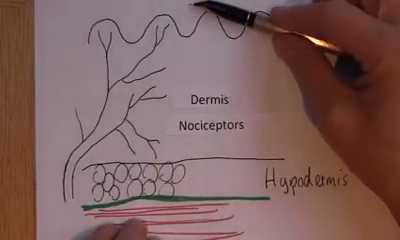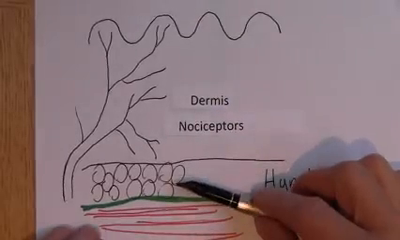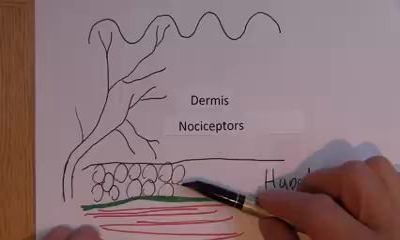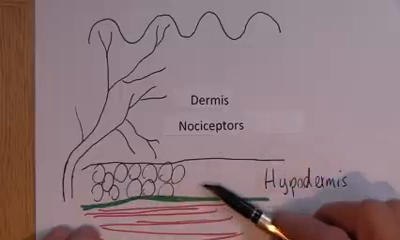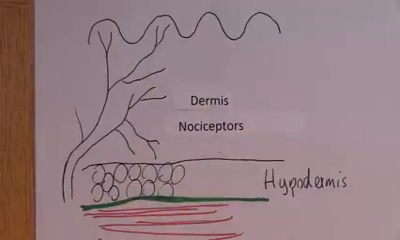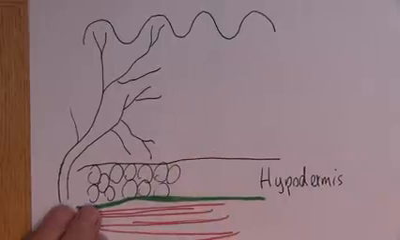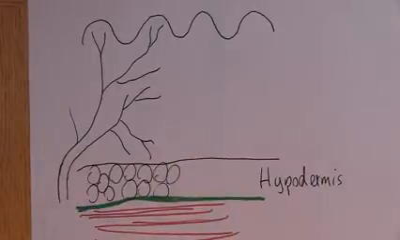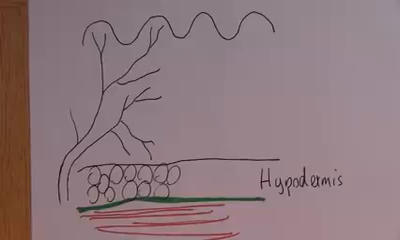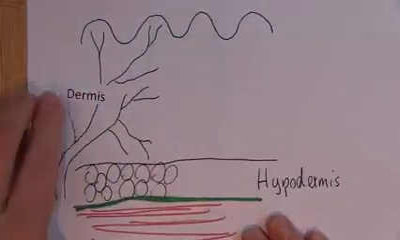Nociceptors are not found in the epidermis, and there are very few nociceptors in the subcutaneous areas as well. The adipose layer is not very sensitive to pain. It's the dermis that's the pain sensitive layer. So that's important to realise. And the other thing it's important to realise is that the dermis is the vascular layer. So here we have the dermis, and this is vascular.